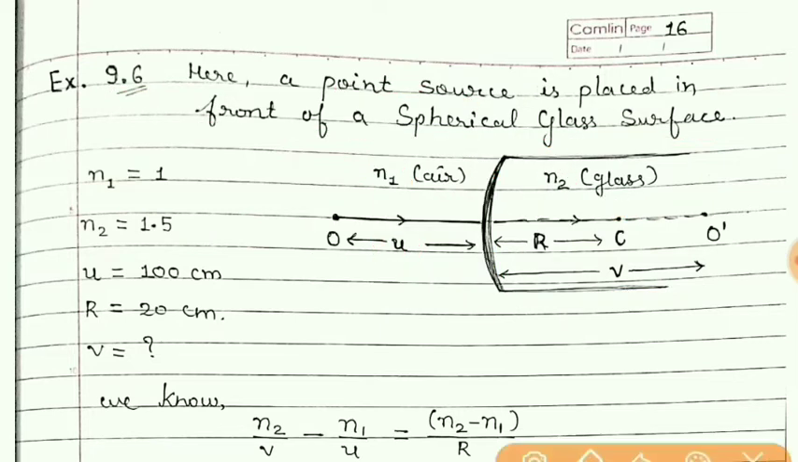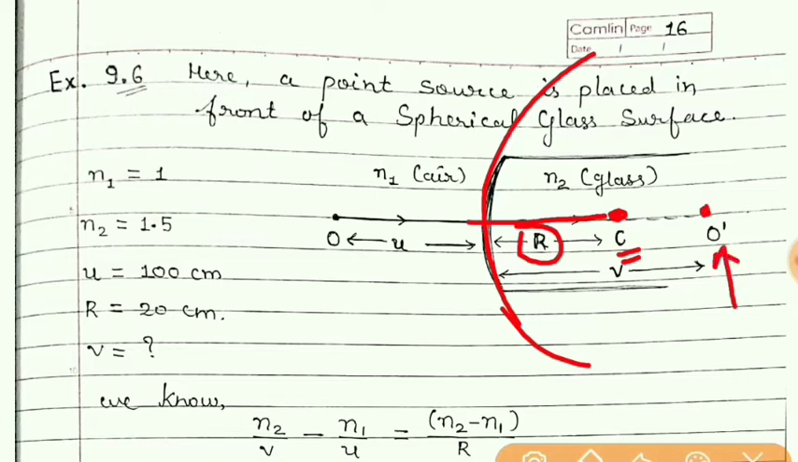This is a spherically curved surface, so it must have its center of curvature denoted by C, and the distance from the surface to the center is the radius of curvature. And suppose the image is formed at this point denoted by O dash.